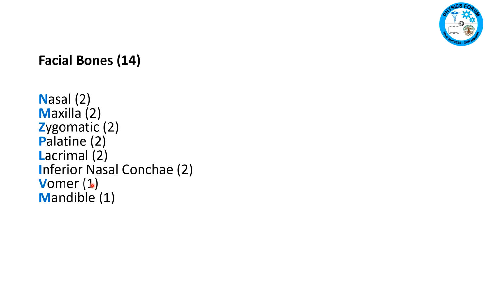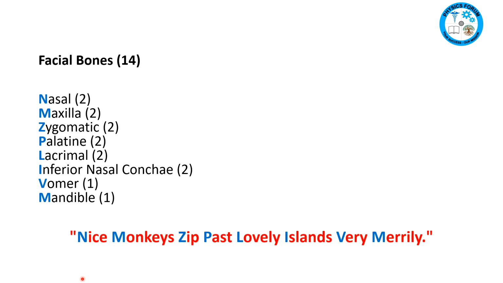And we can remember this by another simple mnemonic: nice monkeys zip past lovely islands very merrily. Nasal, maxilla, zygomatic, palatine, lacrimal, inferior nasal conchae, vomer, and mandible. These bones allow for expressions, chewing, and form the nasal and oral cavities.